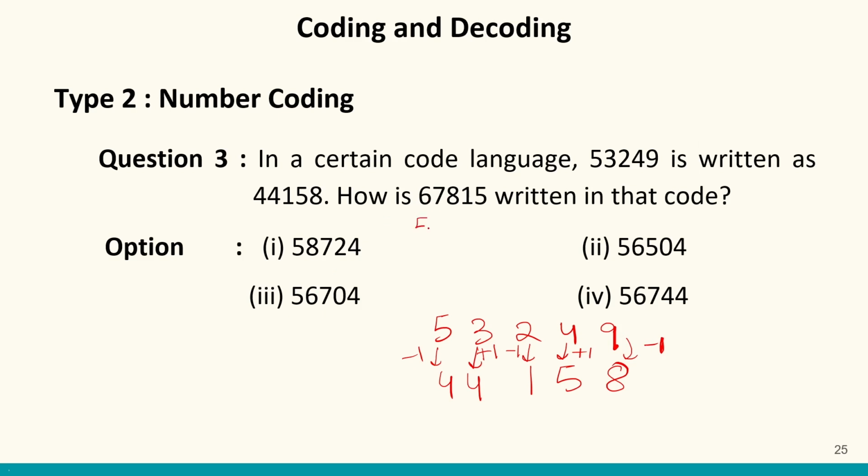Minus 1 will give us 5. Plus 1 will give us 8. Minus 1 will give us 7. Plus 1 will give us 2. And minus 1 will give us 4. So our answer will be 58724, which is option number 1.